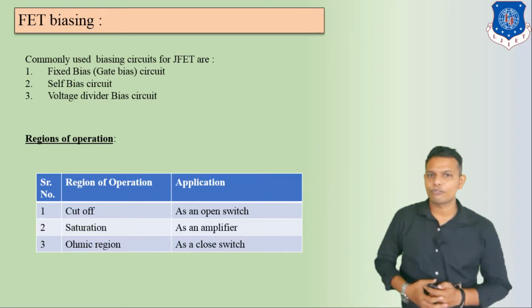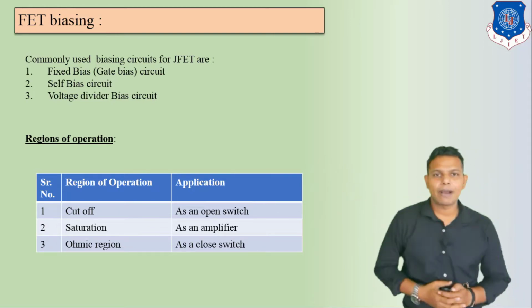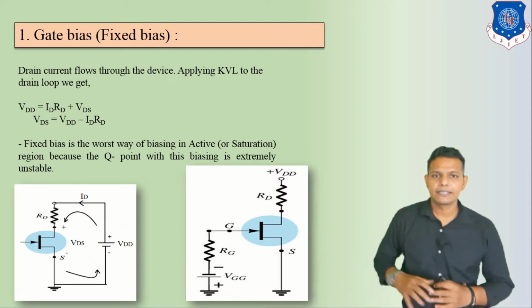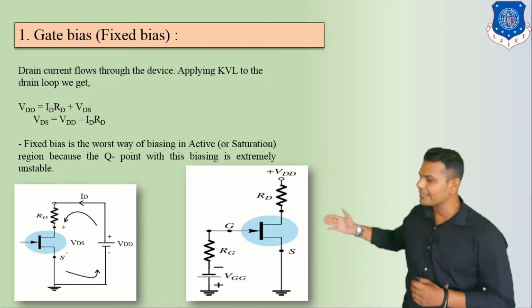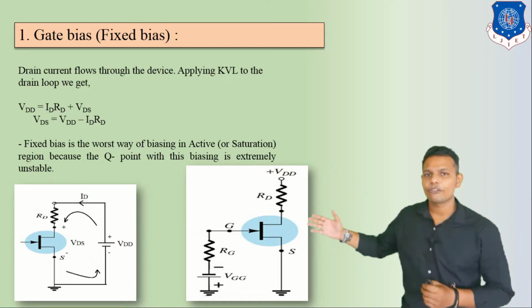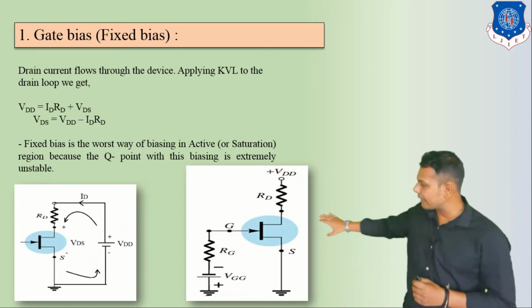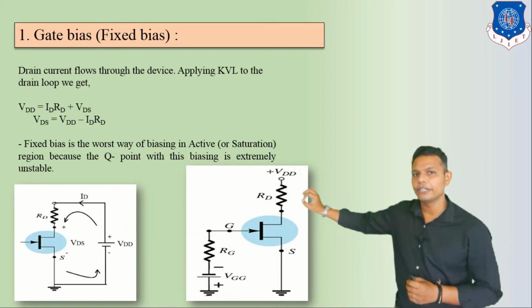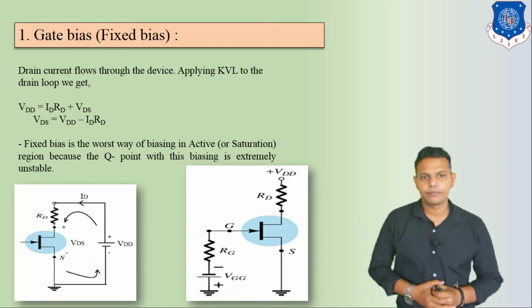Let us start with the first one, the fixed bias, or gate bias circuit. Here we can see the gate bias circuit, and below this is the circuit diagram of gate bias. At the gate side VGG is connected, which is a battery, and here is plus VDD, and here we can see the source, which is grounded.